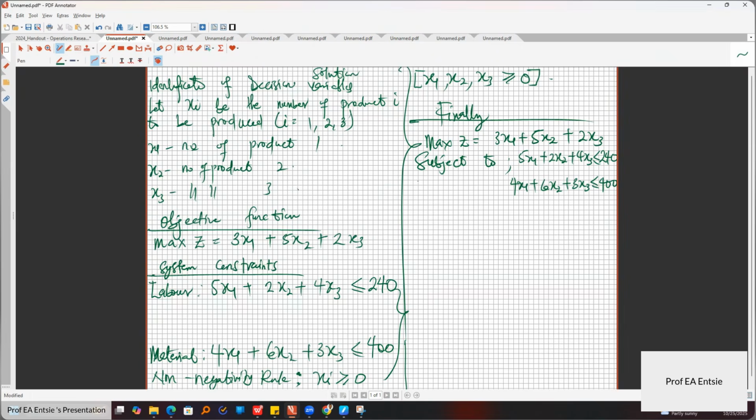Then lastly, your non-negativity rule, which is x1, x2, x3. These are numbers of quantities and should be greater than or equal to zero. So this is the final solution to this.